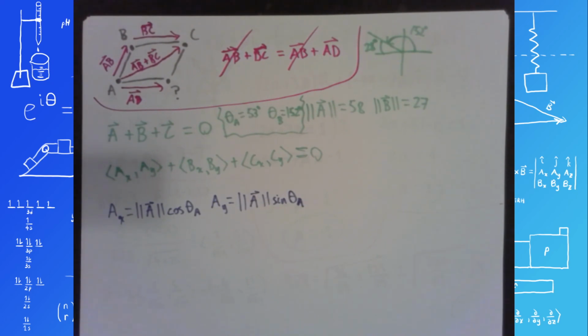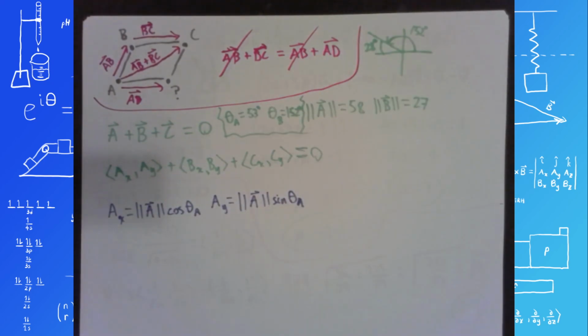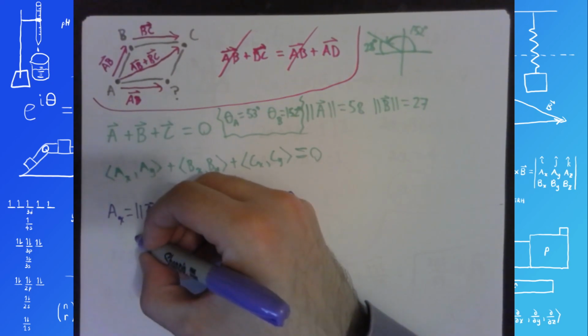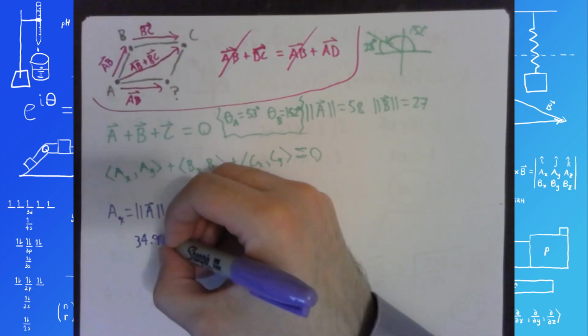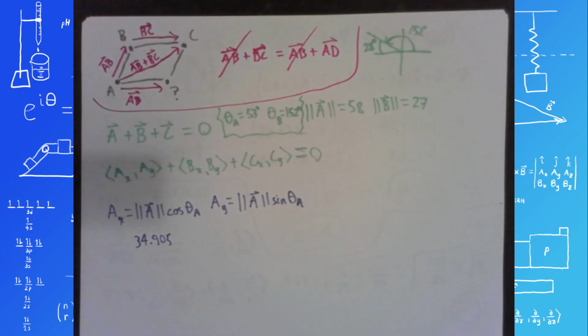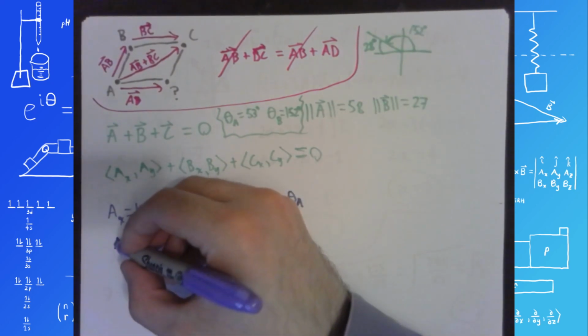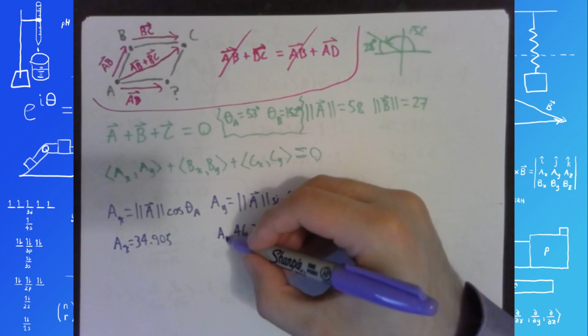We've got magnitude of A was 58, so 58 times cosine of 53 is about 34.905, give or take. AY is going to be 58 times sine of 53, which is 46.321 approximately. That's for AX and AY.